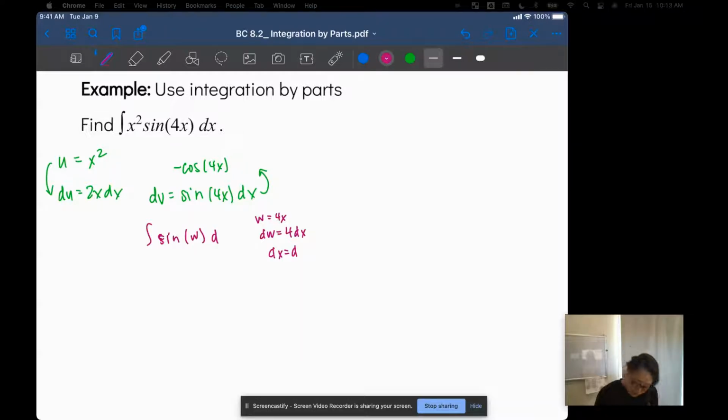So dx is equal to dw over 4. So when I replace the dx, I get dw over 4. So the integral of sine w would be negative cosine of w times 1/4. And w is 4x, so basically plus c. Basically, what we're doing is also dividing by the derivative of the inside. So I get negative 1/4 times the cosine of 4x.